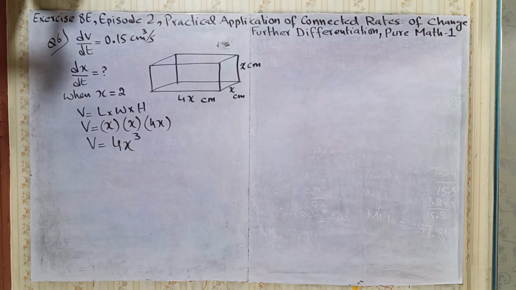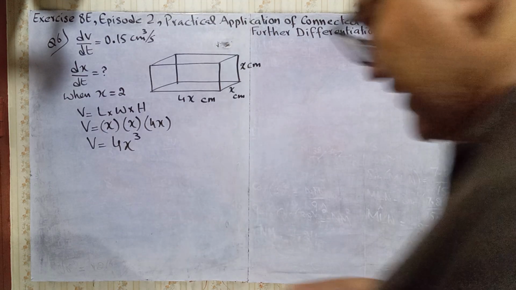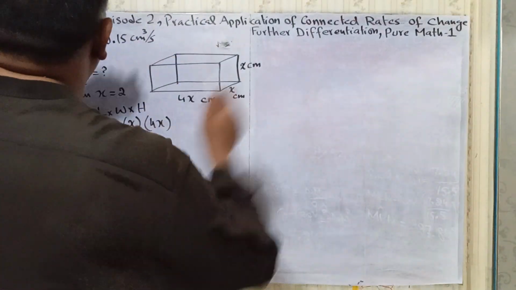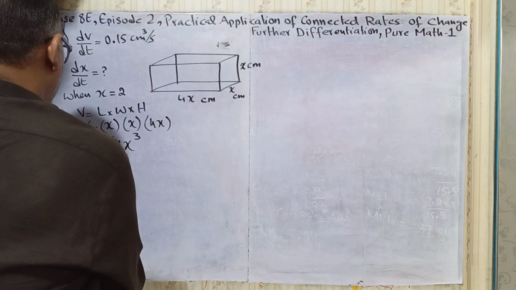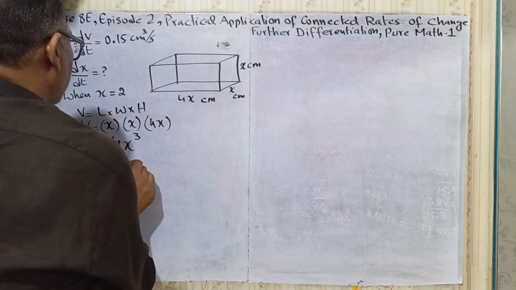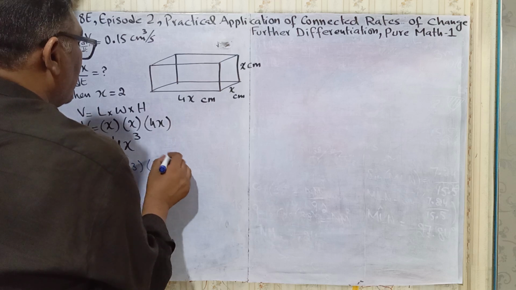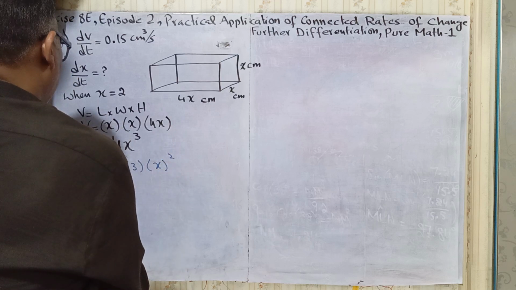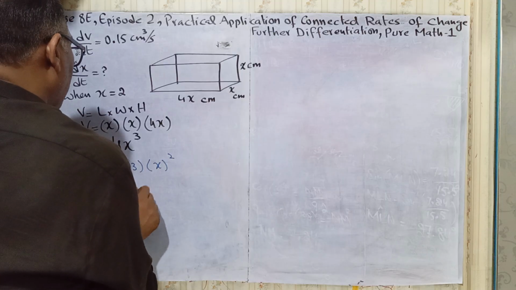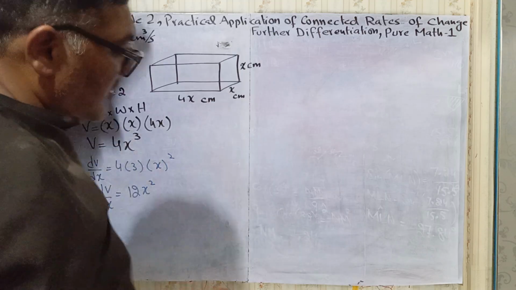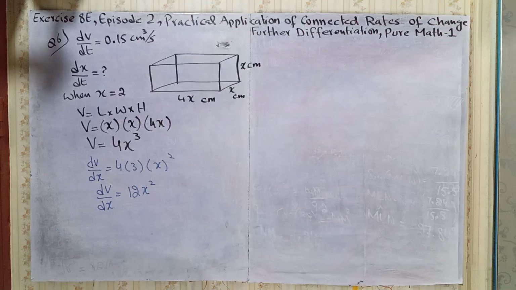And now I will differentiate this. I will differentiate both the sides. So it will be dV by dx equals to 4 into 3 into x raised to power 2. So it will be dV by dx equals to 12x square. So this is how you will differentiate it.